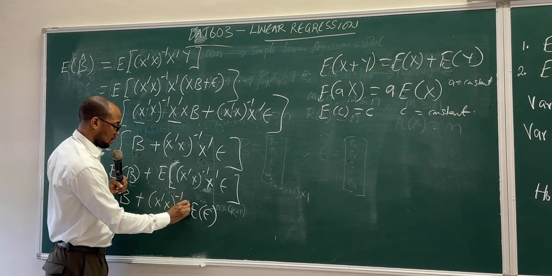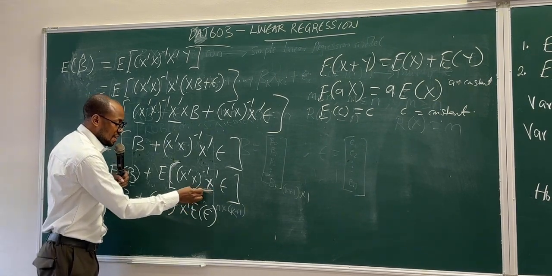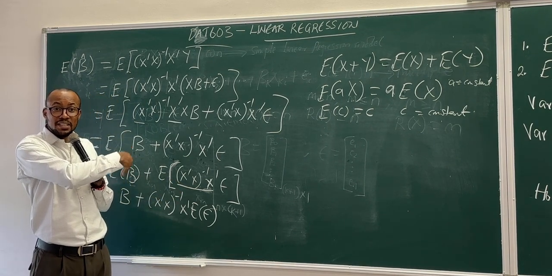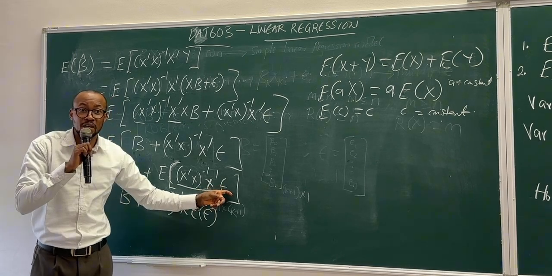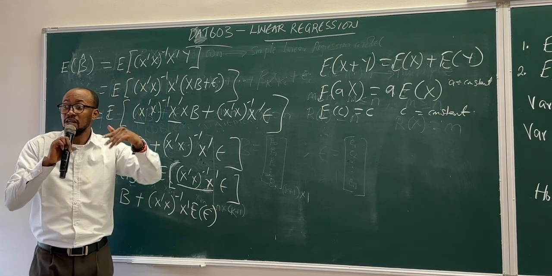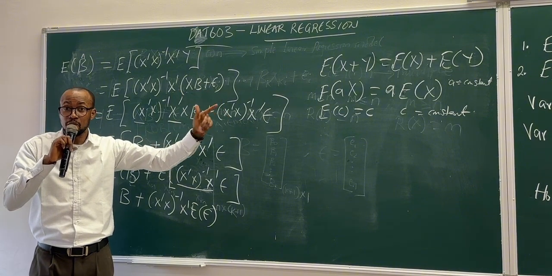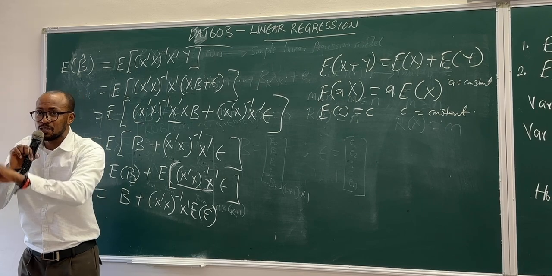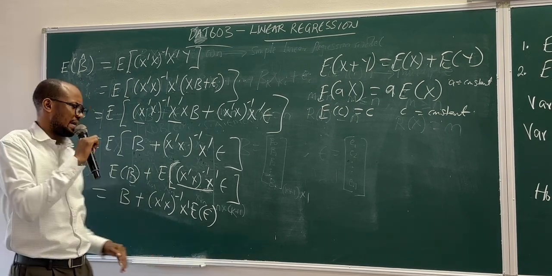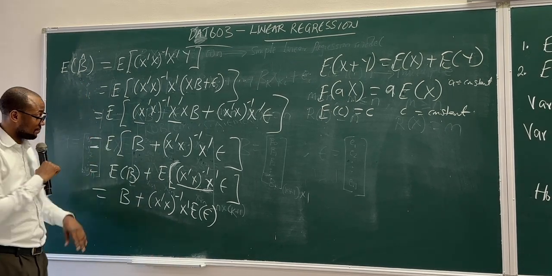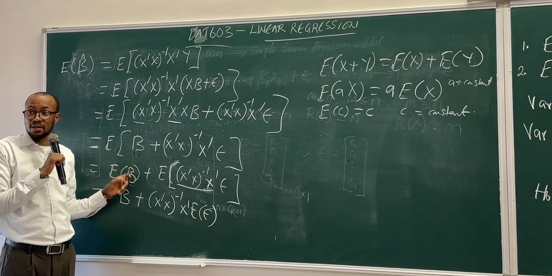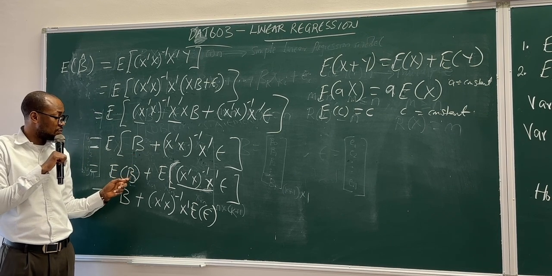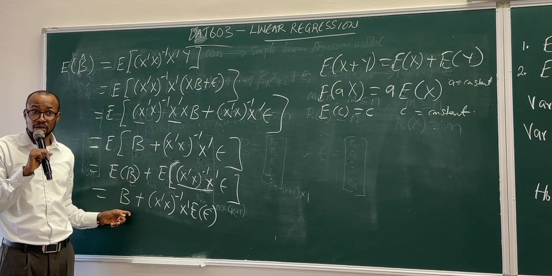Since I've already said that everything here is a constant, it will go to the back of the expectation. But E is not a constant. E is a random variable, right? In the assumption, we've already stated that E is a random variable that follows the normal distribution. So the expectation always applies to the random variable. The expectation of B is B because B is a constant.